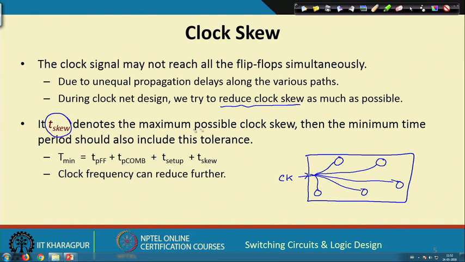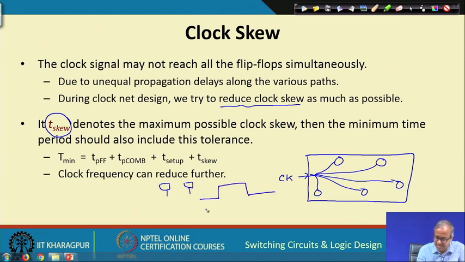Now, the point to note is that let us assume T skew is the maximum possible clock skew, meaning for 2 flip flops, if the first clock is coming like this, and the second clock is delayed like this, what is the maximum difference? That is defined as T skew.